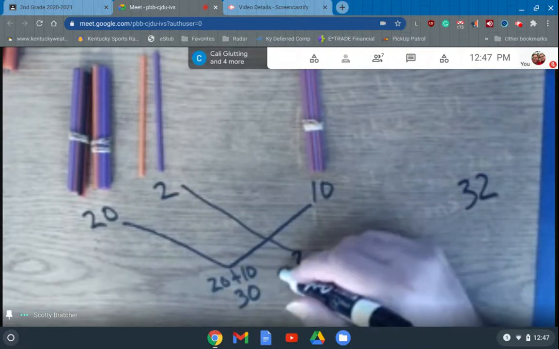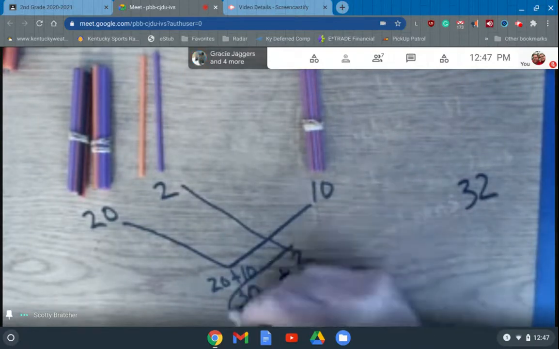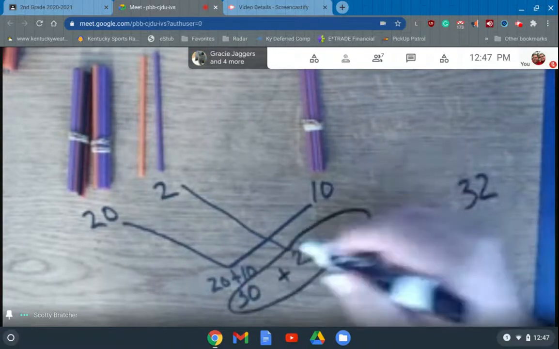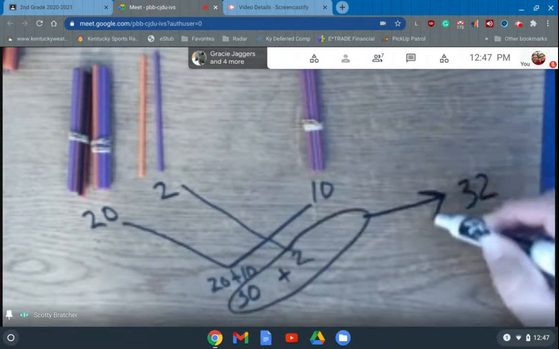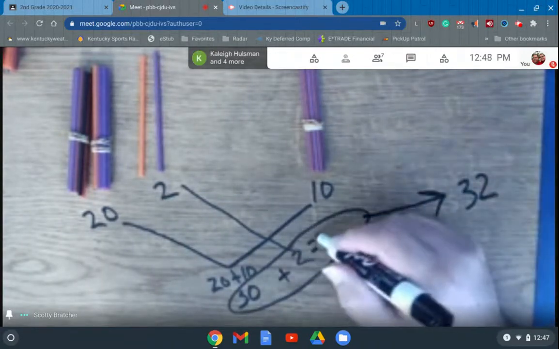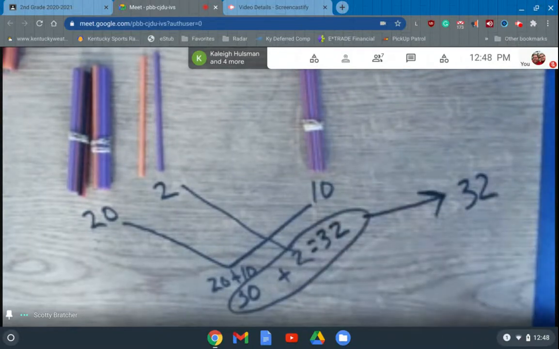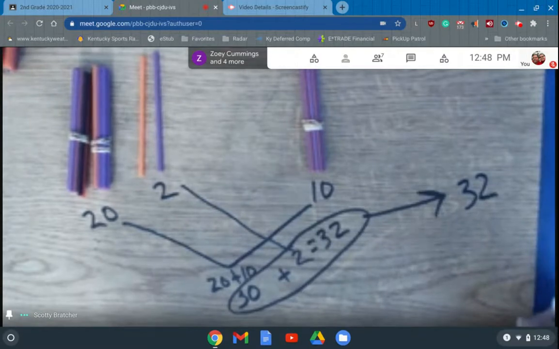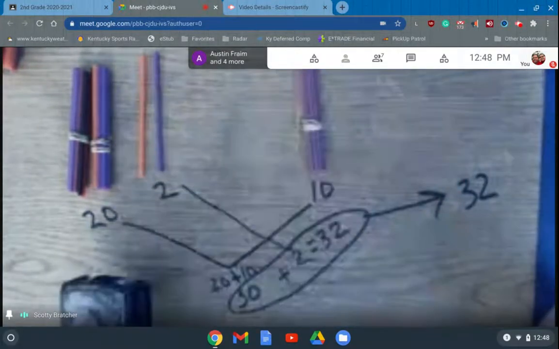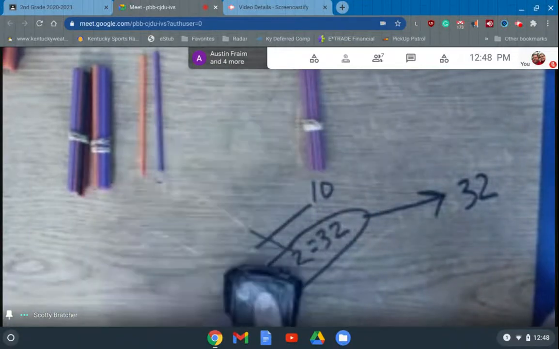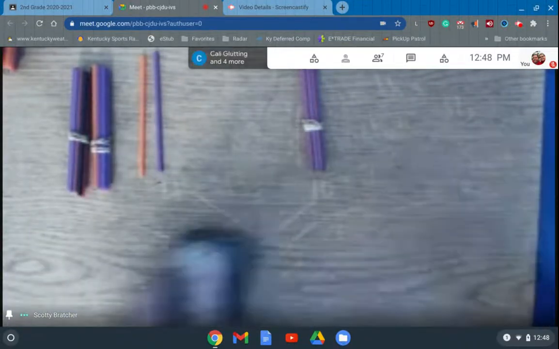And this together gives me 32, right? So that equals 32. Okay? Now, we did it the number way. So I'm going to erase that. And I'm going to do it the tens way.